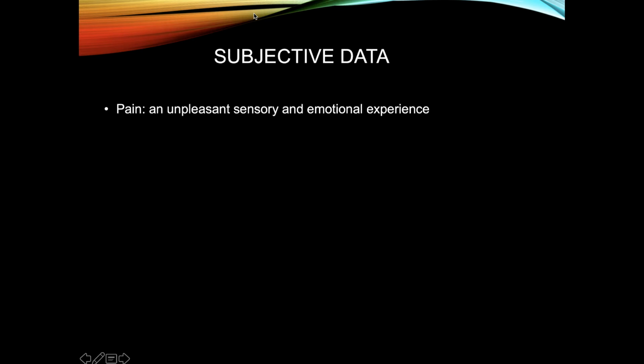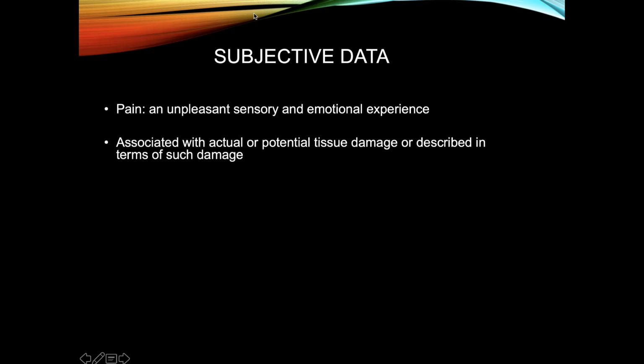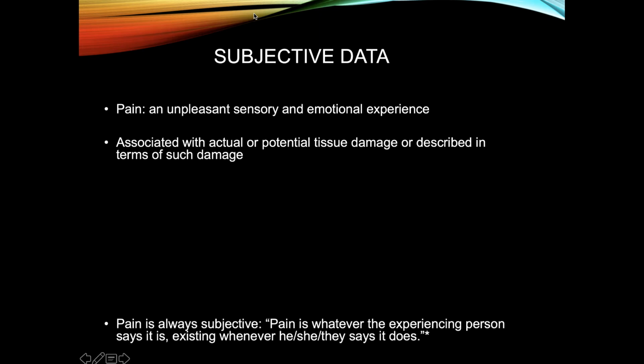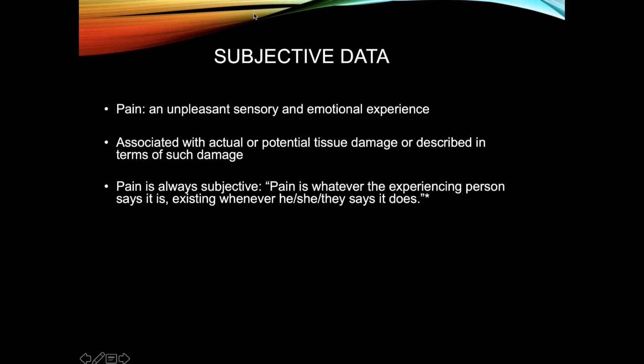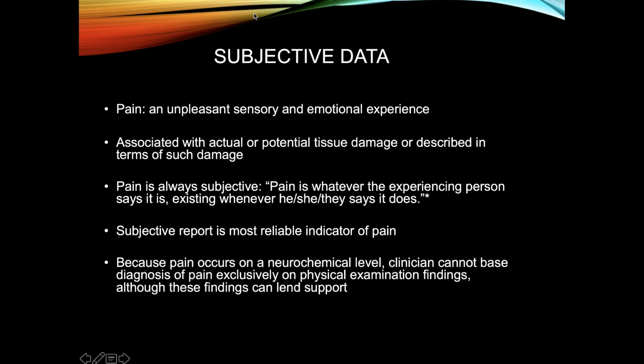So pain is this unpleasant sensory and emotional experience. It's physical and it is emotional and psychological. It's associated with actual or potential tissue damage or described in terms of such damage. It's always subjective. It's what the patient says it is. And this is the most reliable indicator of pain. Usually it's our objective data that we really look at with patients in certain situations, but with pain, this is our subjective report that we really want to pay attention to.